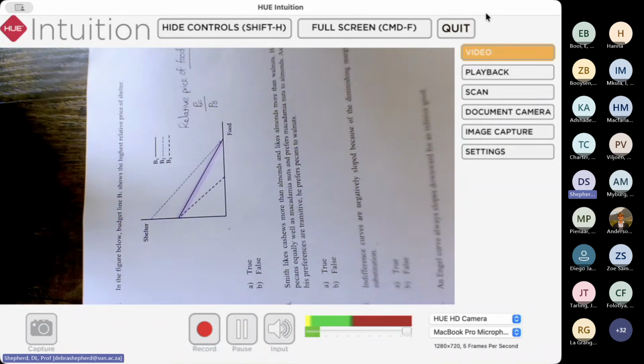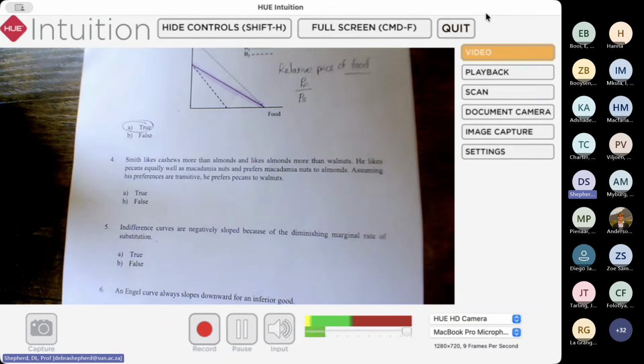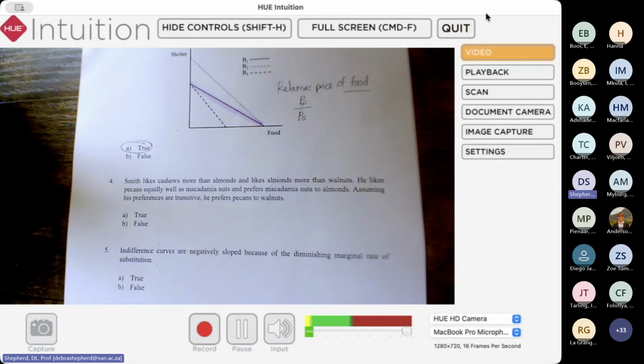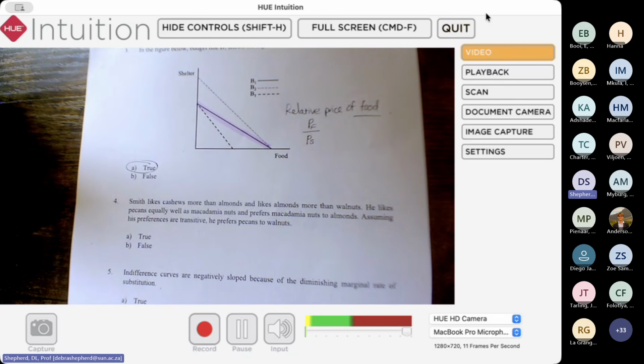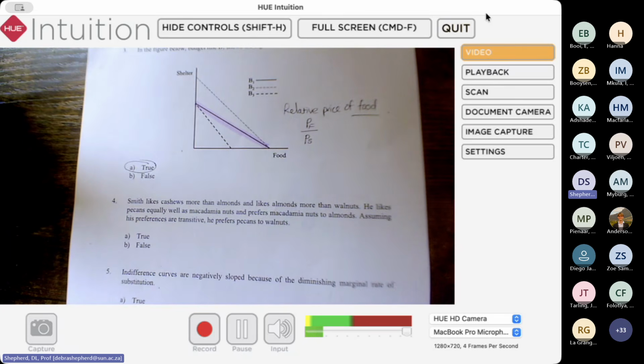This is a slightly tricky question because what it is asking you to do is to apply the theory really specifically. It's asking you to understand that the slope of a budget line represents the relative price of a good. But the way we need to interpret the slope of that line is with reference to the product that is on the x-axis.